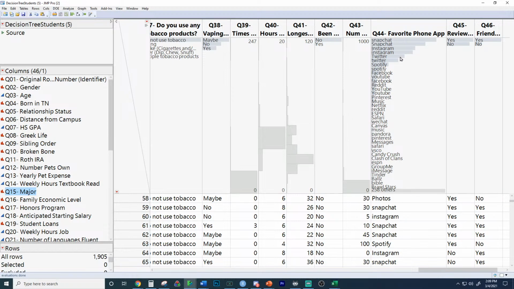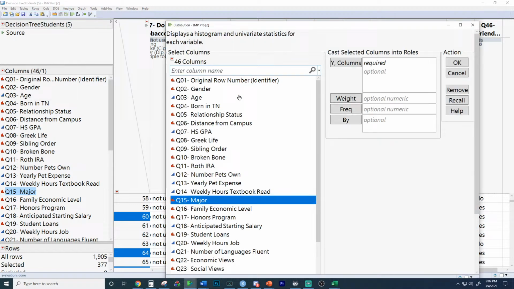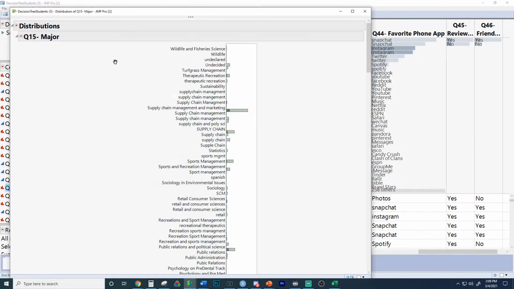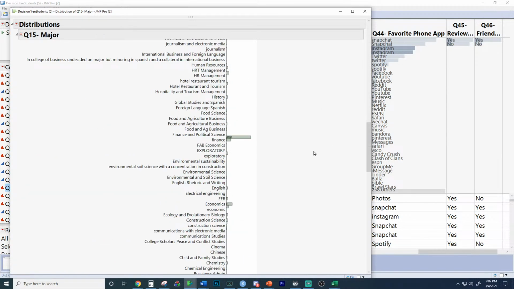So this also acts like an identifier right here. You can see a lot of people like Snapchat, but what do you notice about this especially? What do you notice? So let's go ahead and analyze distribution. You don't have to do this, but let's look at those individuals. And what do you notice?